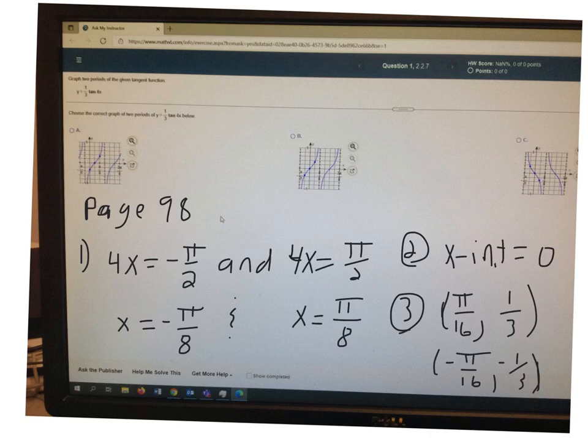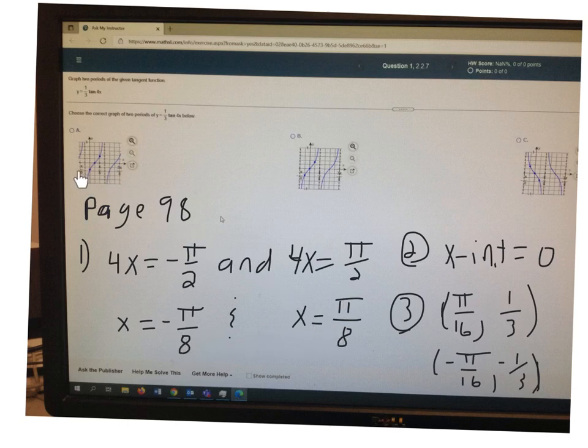Well, on page 98, you take this 4x and you set it equal to negative pi halves and positive pi halves. And that'll give you the two asymptotes. So how do you get rid of the 4? You multiply each side by a fourth. 1/4 times pi over 2 will be pi over 8. So I get negative pi eighths and positive pi eighths. So that's where the two asymptotes should occur.